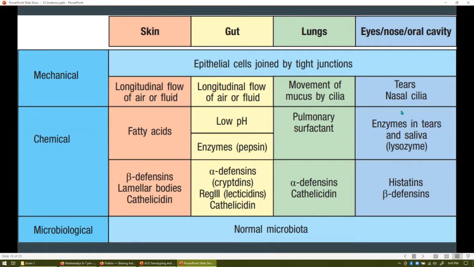And in the eyes, nose, and oral cavity, you've got enzymes in your tears and in your saliva. Lysozyme is going to be capable of cleaving the cell wall of bacteria. And then you've got histatins and defensins hanging out there. And in pretty much all sites, you have a normal microbiota that competes for nutrients and helps prevent infectious agents from establishing themselves as a population, right?